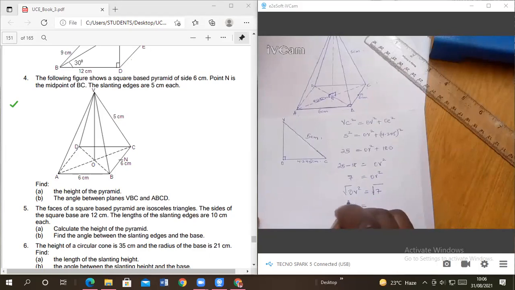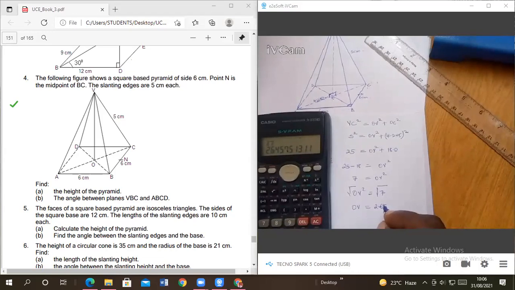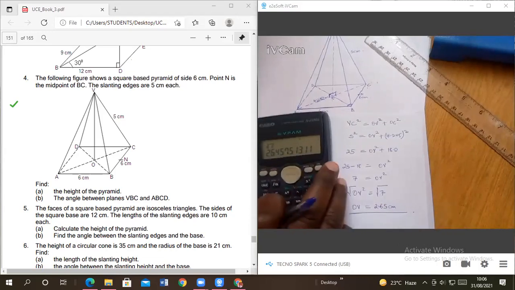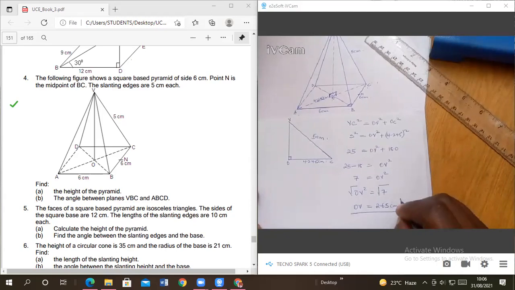He's saying 2.64. 2 point what? I'm not hearing very well. I'm asking what's the square root of 7? 2.65, eh? 2.65 centimeters. So that is OV. That is OV.